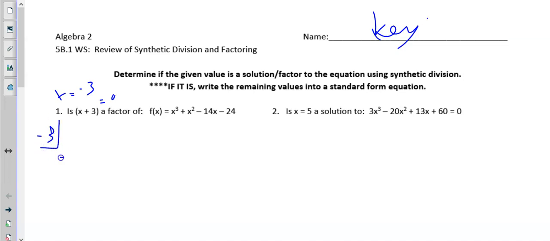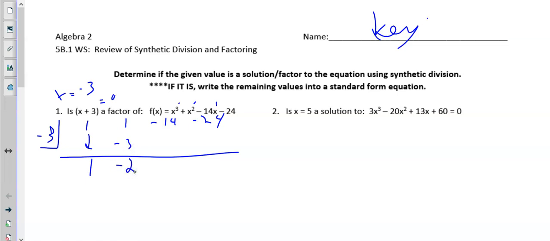All right? And then we look at 3, 2, 1, nothing. So we have no need for zeros. So my coefficients are 1, 1, negative 14, and negative 24. We drop the 1 down. We multiply by negative 3. We add straight down. We multiply by negative 3. We add straight down. We multiply by negative 3, and that gives me 0.